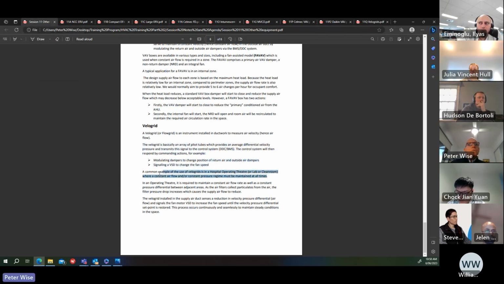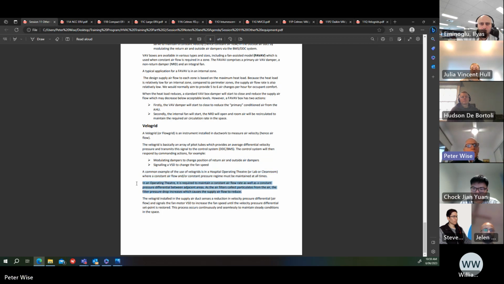A common example for using velogrids that I've done on several occasions is in a hospital operating theatre or a lab or a clean room where you need a constant airflow and or a constant pressure regime where that needs to be maintained at all times. So in an operating theatre, you need to have a minimum amount of air changes. It has to be maintained all the time. You can't have variable airflow. And you need to maintain a positive pressure in the operating theatre with respect to areas around it. And this applies to labs and clean rooms as well.